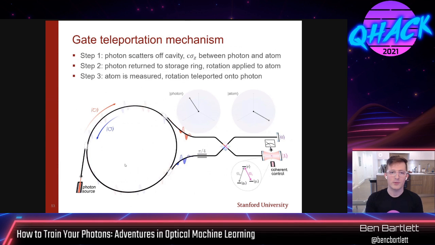So the way that gate teleportation works in this device is basically 3 steps. The photon gets directed from the storage ring into the scattering unit, and it scatters off the cavity. And this, as we learned, applies CZ between the photon and the atom. In step 2, the photon is returned to the storage ring, and then you apply an X rotation to the atom. And then in step 3, you measure the state of the atom, and this teleports the rotation onto the photonic qubit. So let's go more into how this works step by step.